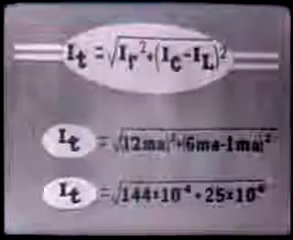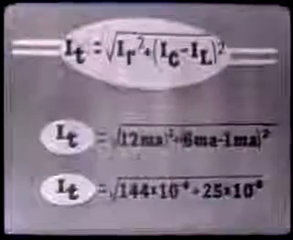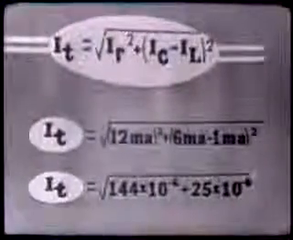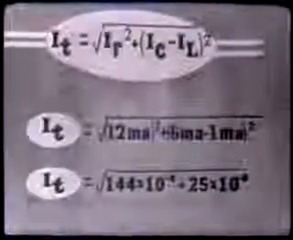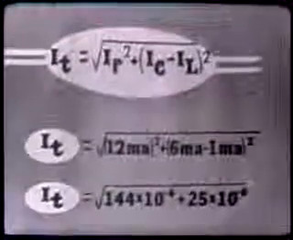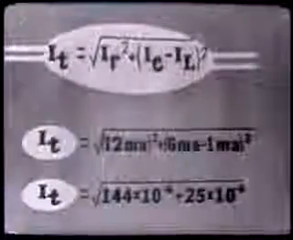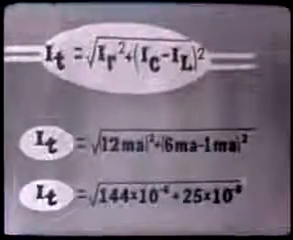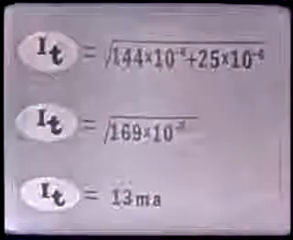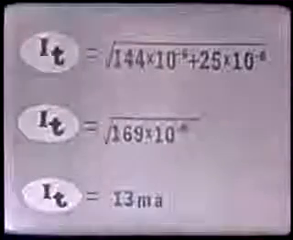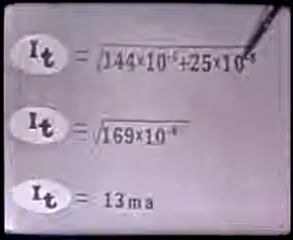Substituting into this formula 12 milliamperes for IR, 6 milliamperes for IC, and 1 milliampere for IL, and performing the indicated operations, we can see that 12 milliamperes squared is 144 times 10 to the negative 6. 6 minus 1 is 5. 5 squared would be 25, again times 10 to the minus 6, maintaining our exponent. Adding then, 144 plus 25 would be 169 times 10 to the minus 6. Remember, when we add, our exponents would remain the same.